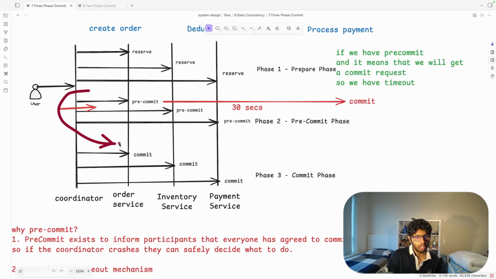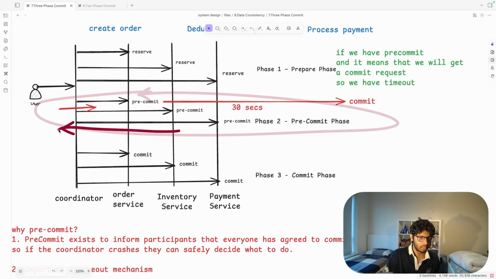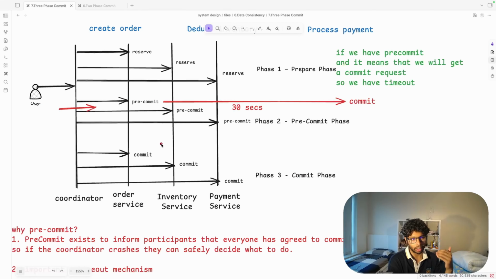Now comes the pre-commit phase. The pre-commit phase and the commit phase requests are going to be similar. Let's say I am going to send xyz data in my pre-commit phase to my order service, xyz data to the inventory service, and xyz data to the payment service. The same data I am going to send in the commit as well. Same request, that is what I'm trying to say. But there is only one difference: the pre-commit phase comes with a timeout. What is the need for a timeout, we will understand. This is the only difference: the pre-commit phase has a timeout and the commit phase doesn't have a timeout.